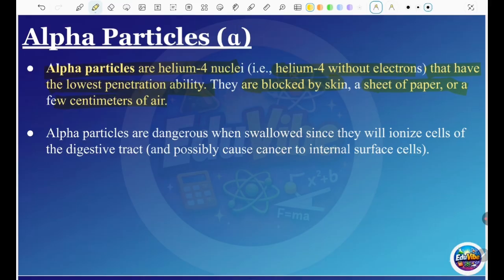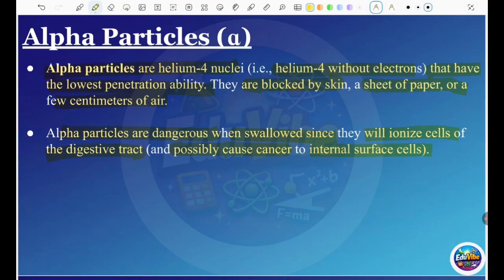So this blocking by the skin means they are not very harmful from outside, but somewhat they are very harmful. Alpha particles are dangerous when swallowed, since they ionize the cells of the digestive tract. They possibly cause cancer of the internal surface cells. So that's all the side effects of the alpha particles. Alpha particles are not good.